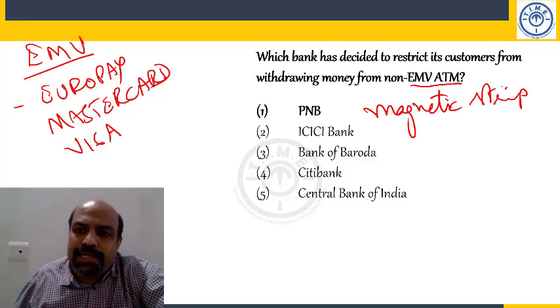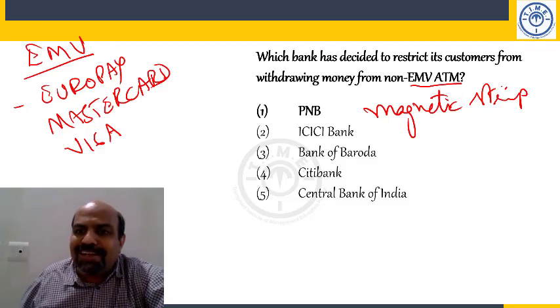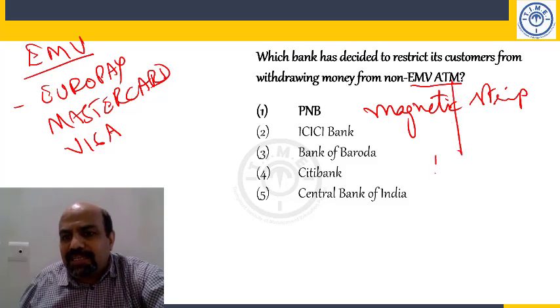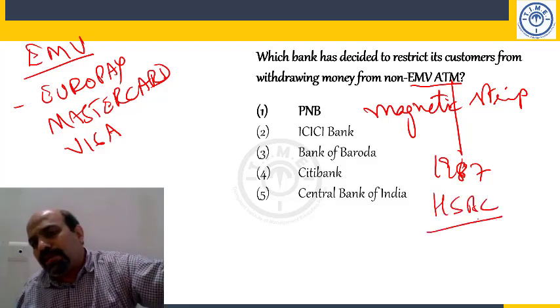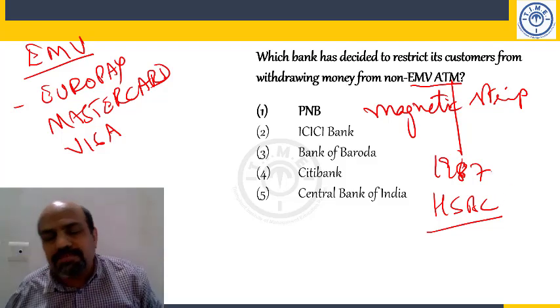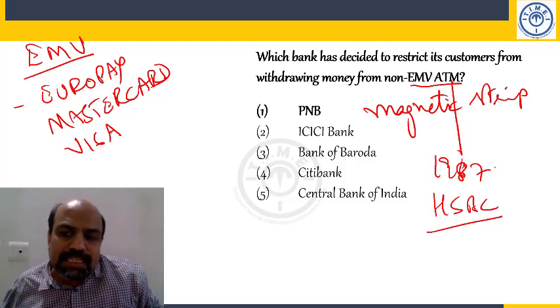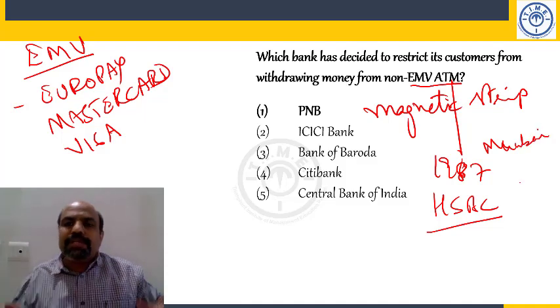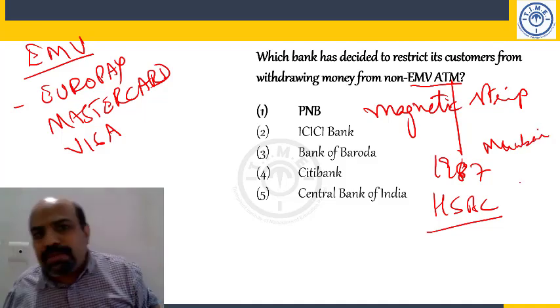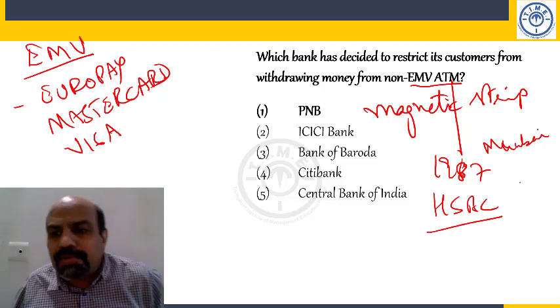And those of you who don't know ATM, the first ATM came to India in 1987. It was HSBC, Hong Kong and Shanghai Banking Corporation that brought the first ATM to India in 1987. That was in Mumbai. 20 years earlier, the world's first ATM came. That was in London. Okay.